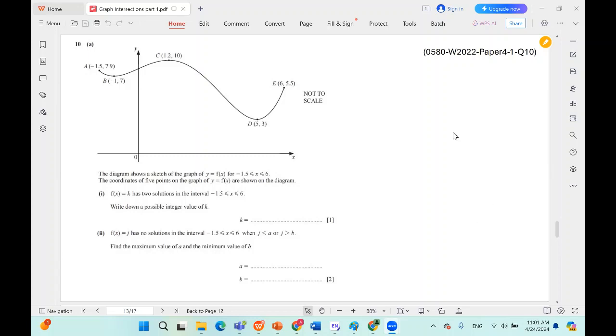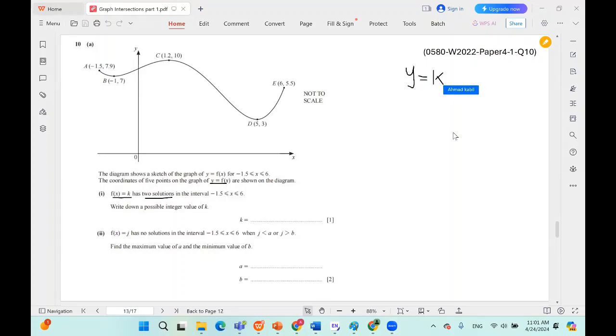The diagram shows a sketch of the graph of y equals f of x for negative 1.5 less than x less than 6. The coordinates of 5 points on the graph are shown on the diagram. F of x equals k has two solutions in the interval. Write down a possible integer value of k. So we are told here that y equals f of x cuts the curve twice, because we have two solutions here, and f of x equals k. So we can think of this as y equals k, where k is a number.